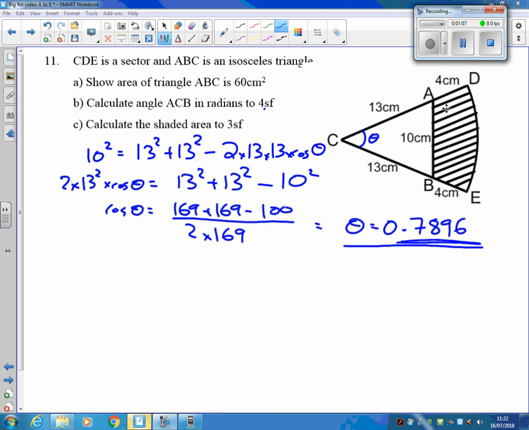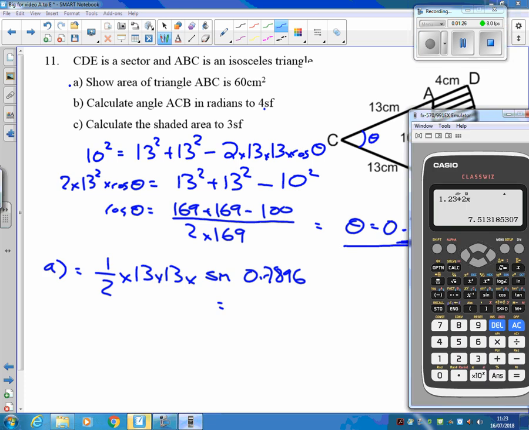And now I'll go back to part A. And part A, the area of a triangle is a half times one side times the other times the sine of the angle between them. And this should give us 60. Shall we check it? Let's put it in here. So we've got a half times 30 squared times the sine of the angle between them gives us 60.00. So, okay, I'm going to put 001056, which equals 60 centimeters squared.